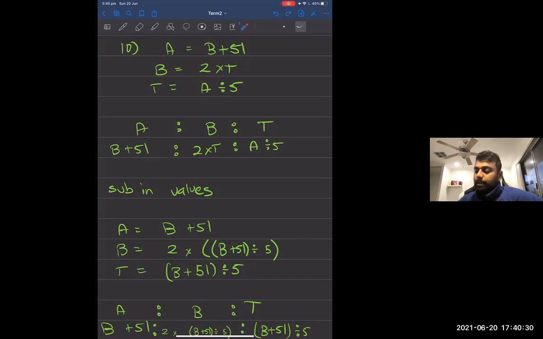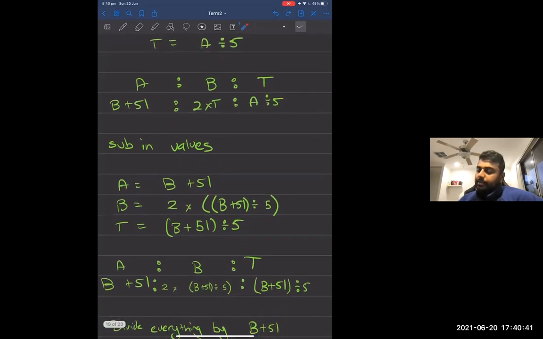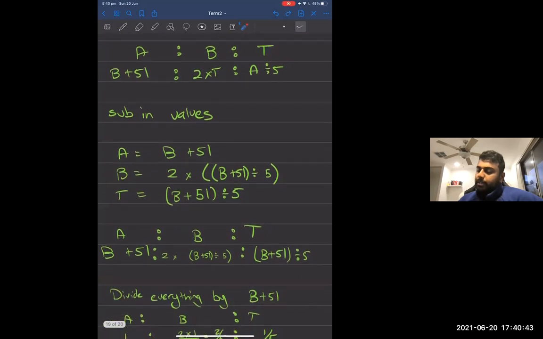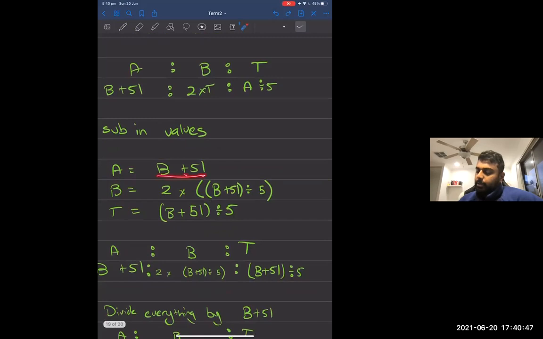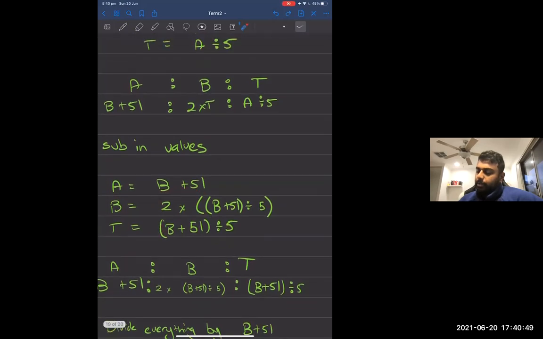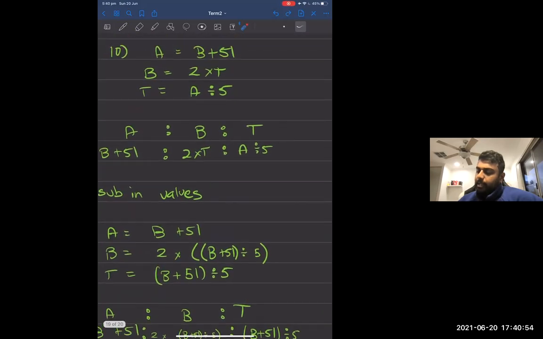So that's why, similarly, A is equal to B plus 51. So I can get rid of this A and put B plus 51. When you substitute in those values, A just remains B plus 51. T is equal to B plus 51 divided by 5, because T is A divided by 15. Do you guys understand that? Yes.